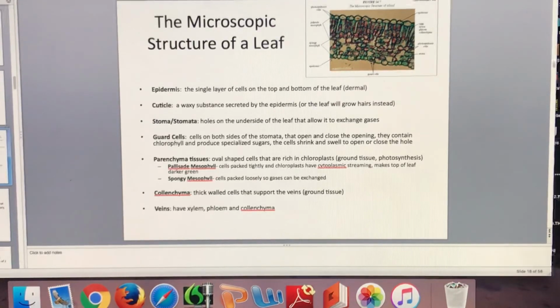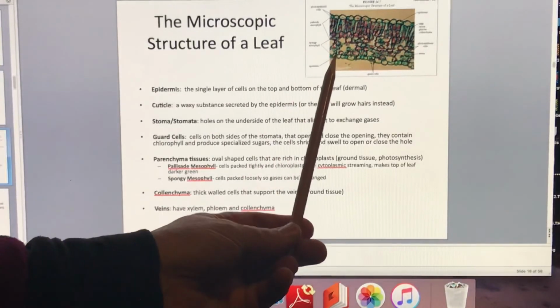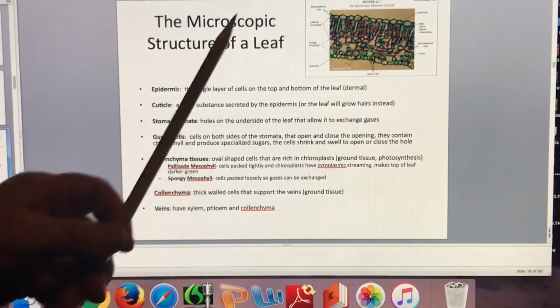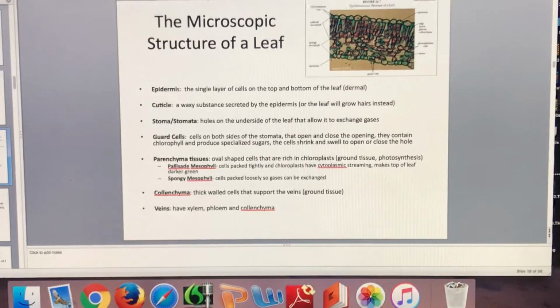And so let's look at some of the different types of cells we have here. So we see the epidermis. This is the top of the leaf. It's this thin layer of cells on the top, and there's also a layer on the bottom here. And this is considered a dermal layer. So it's going to be the outside of the leaf, including the epidermis. Then the cuticle is a waxy substance secreted by the epidermis. I'm sure that you've felt on leaves this sort of plasticky texture.